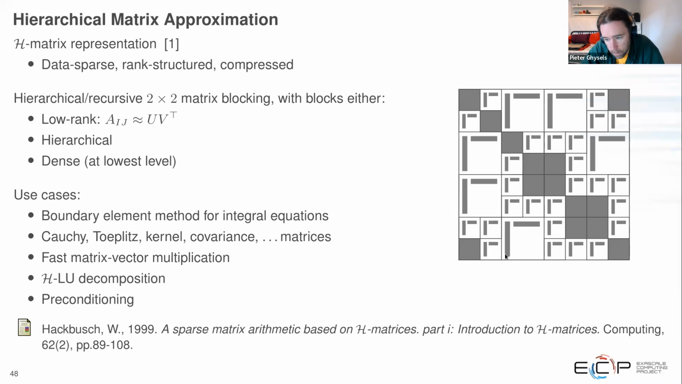Each of these low rank blocks is stored as a U times V transpose low rank product, and some other blocks you can keep as dense. You can use this kind of matrix approximation to approximate all kinds of structured matrices. Once you have this compact representation, you can use it to do fast matrix vector multiplication, or you could compute a factorization of this, for instance, using an LU decomposition, which you can then use to compute an approximate solution of a linear system, or you can use this as a preconditioner.